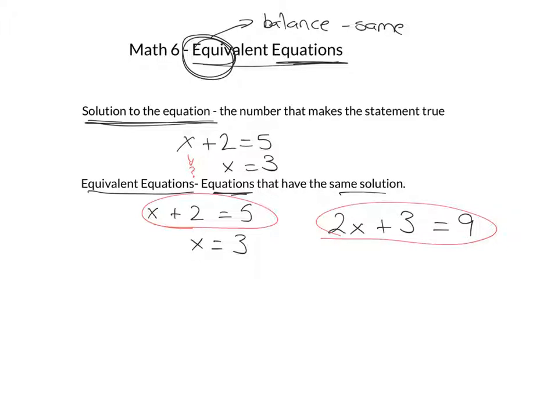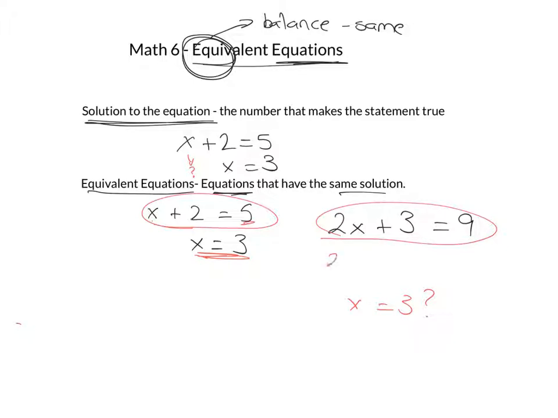Well, we'll know that if, in both equations, x is equal to the same number that makes it true. So for example, in this equation over here, when x was 3, this became a true statement. 3 plus 2 gave me 5. Well, let's try it over here. If x equals 3, we're not sure right now if that makes it work. If it does, then these two equations are equivalent.